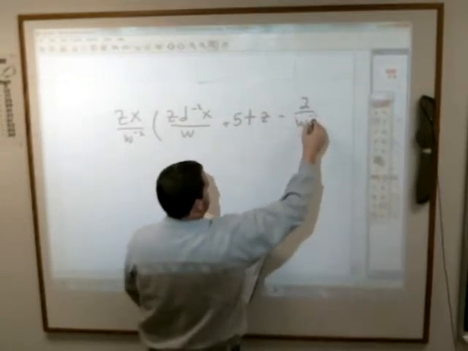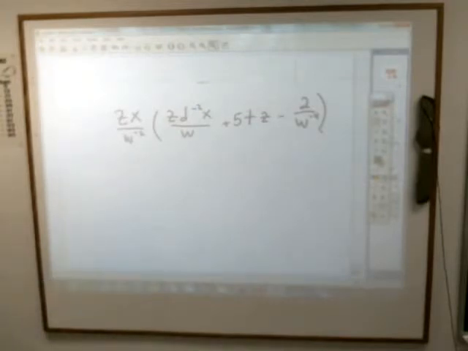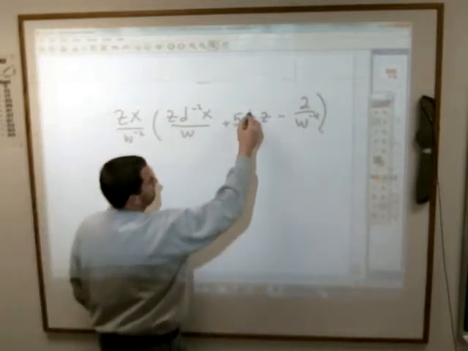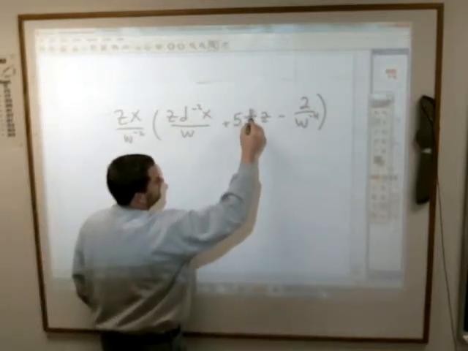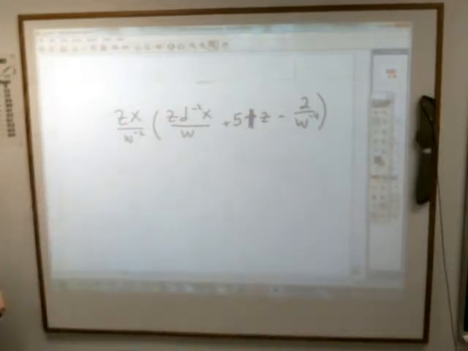I'm trying to see because I can't tell what's in the bottom. Is that 5 plus z? That's 5tz. T, Z. There's no F. Where's an F? If you can't read my writing, you can actually look it up in the book.